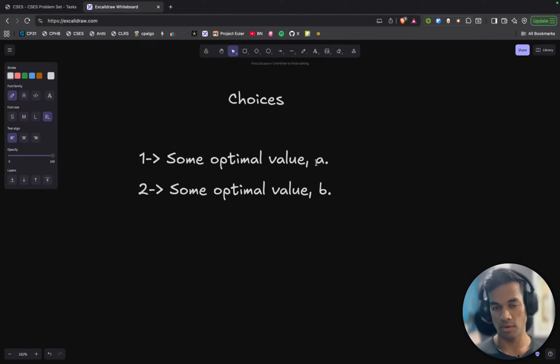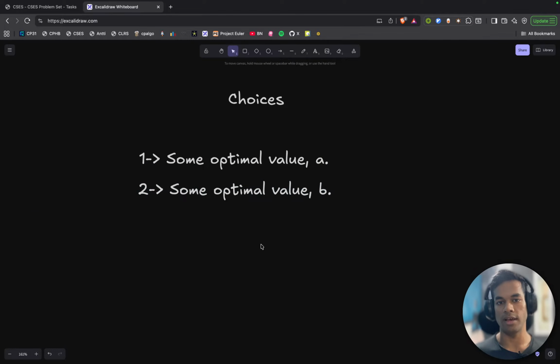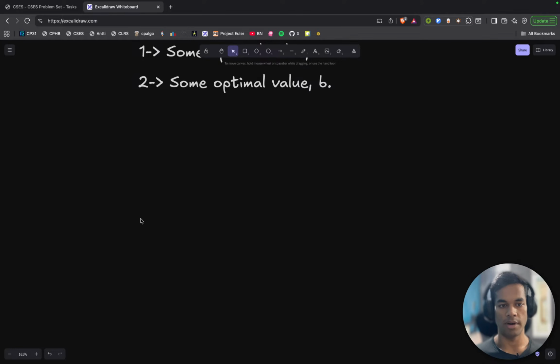And these values themselves, A and B, which you get as a result of making a choice, depend on two things.